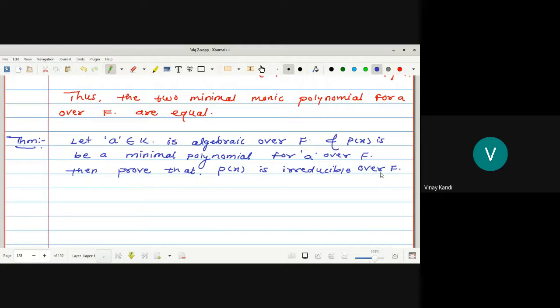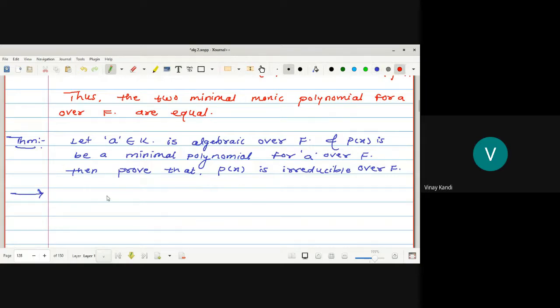What does it mean that p(x) is irreducible? It does not reduce. We cannot write p(x) is equal to q(x) into g(x) such that the degrees of q(x) and g(x) are less than that of p(x), and these two polynomials belong to F[x]. Okay, this is the definition of irreducible. We cannot write it like this. You have learned irreducible polynomials in the last semester.